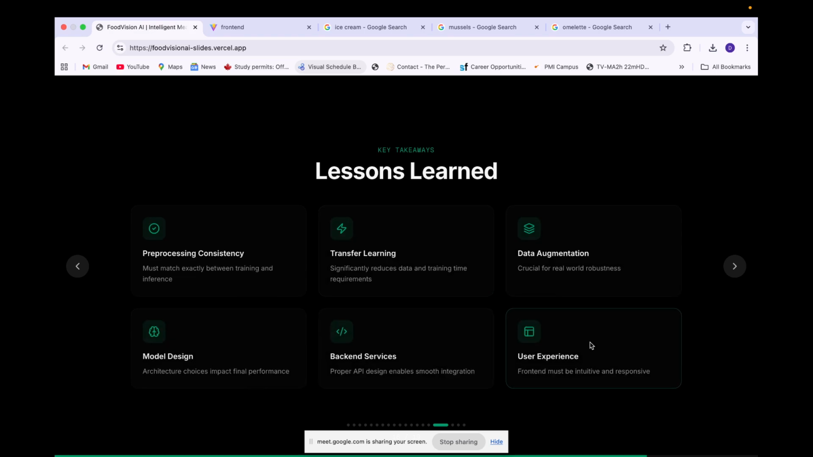For the lessons learned, we learned that there should be pre-processing consistency, and transfer learning, using pre-trained models, which significantly reduces the data and training time required for providing strong performance. Also data augmentation, model design, and configuration of backend services with the front end and the inference.